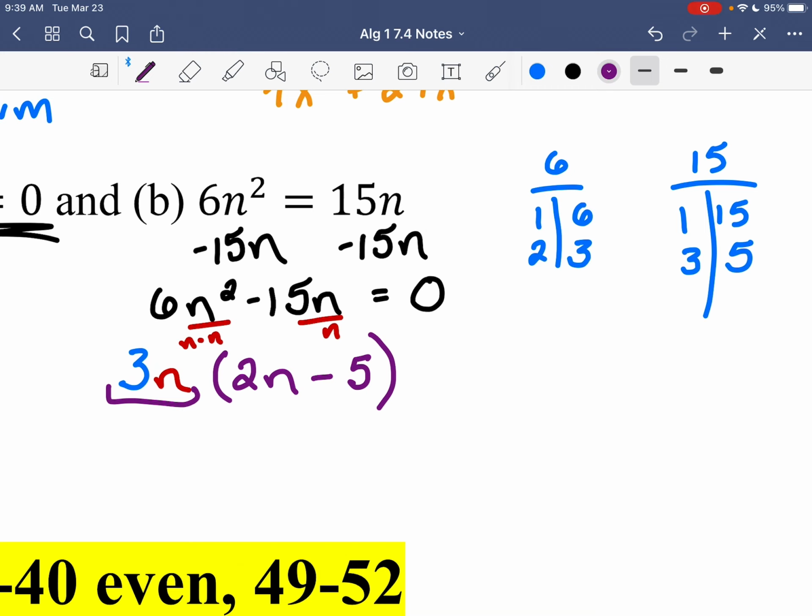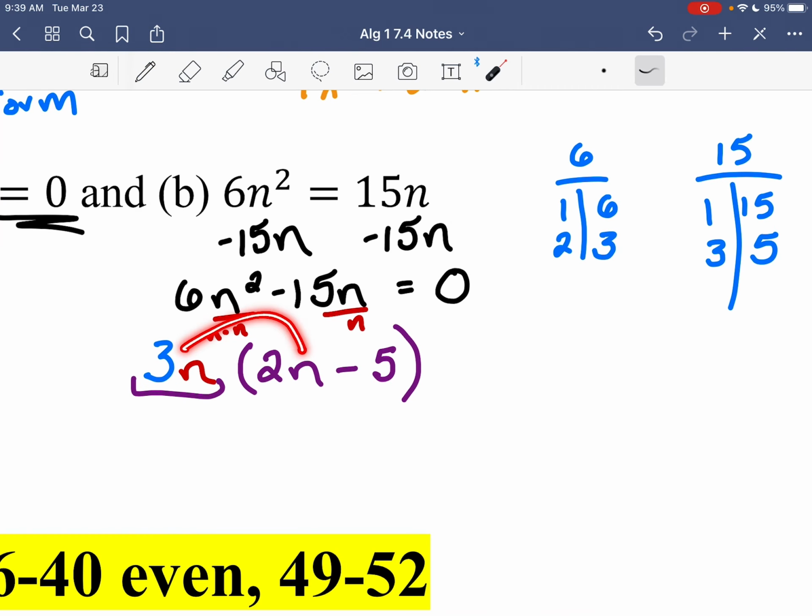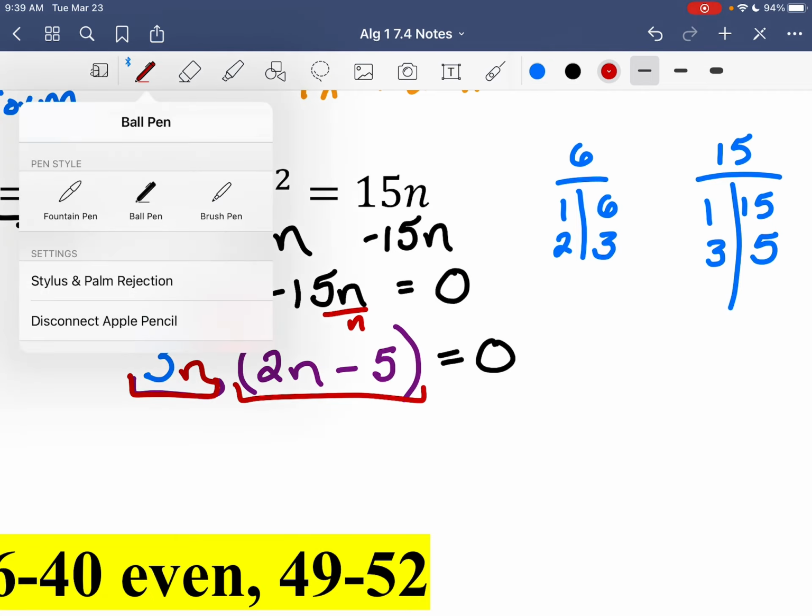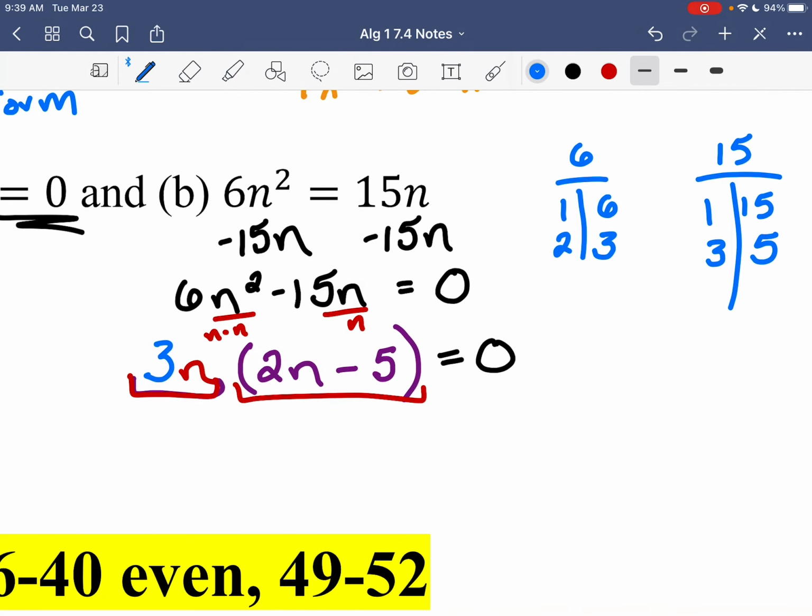Okay, now we want to double check it. 3n times 2n is 6n squared. 3n times negative 5 is negative 15, then equals 0. So now I have my 2 factors. I've got my 3n factor. I've got my 2n minus 5 factor. So I'm going to set each factor equal to 0. 3n equals 0, or 2n minus 5 equals 0.